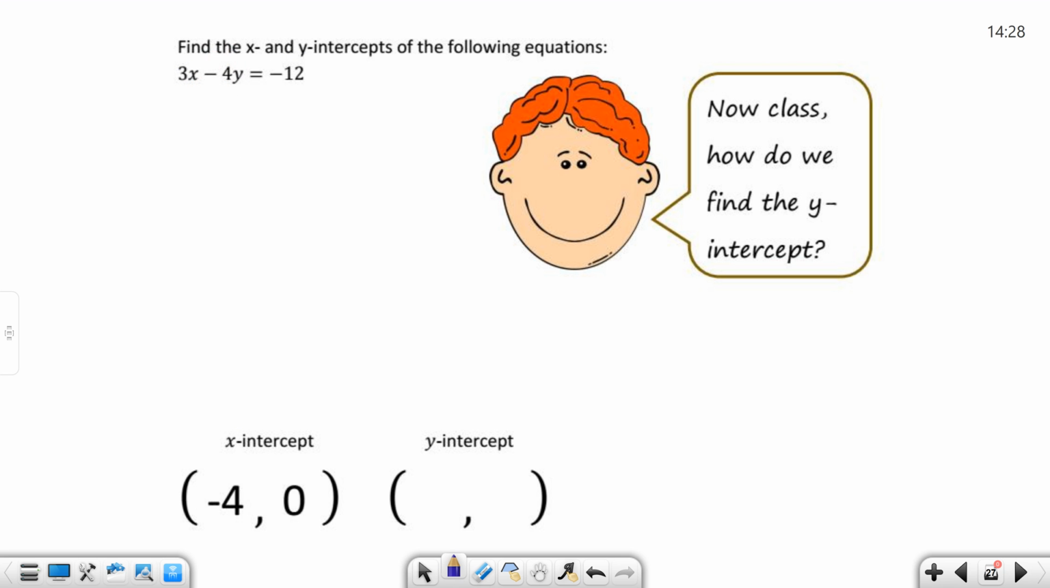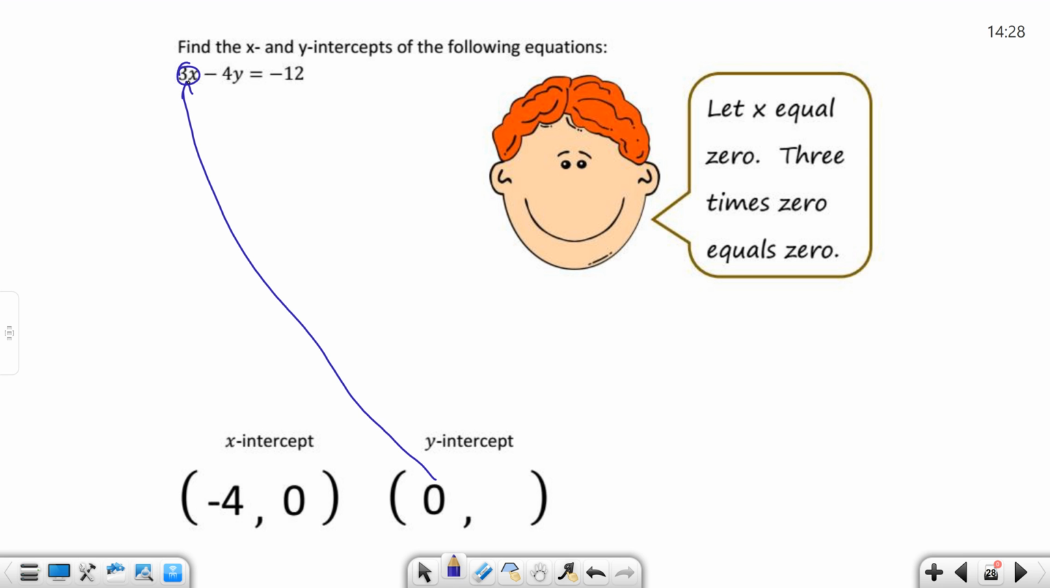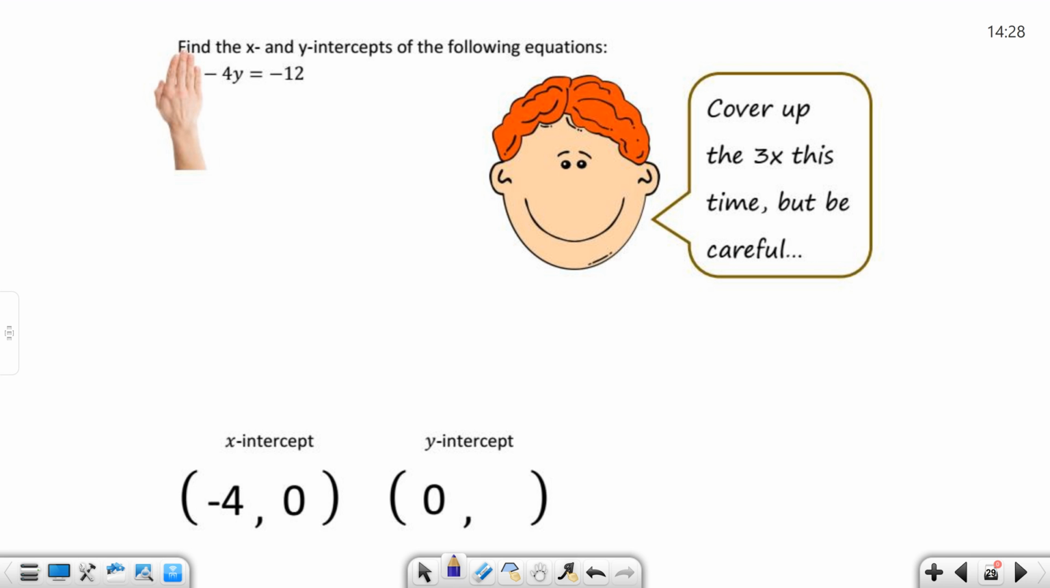So then BJ says, okay, now class, how do we find the y-intercept? Of course, he made them say, let x equal 0. So then he put his 0 in right there, right? He said 3 times 0 equals 0. So now he's plugging this 0 in here, and he's getting 0 and saying that's really no good anymore, right? It's 0. So cover up the 3x this time, but be careful.